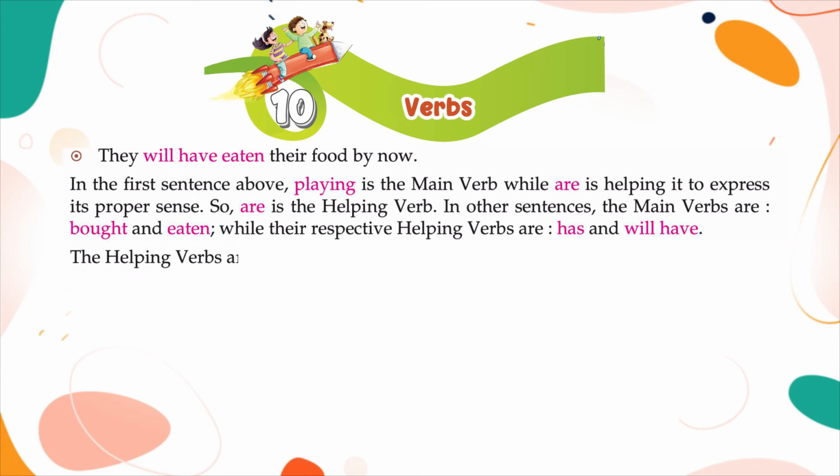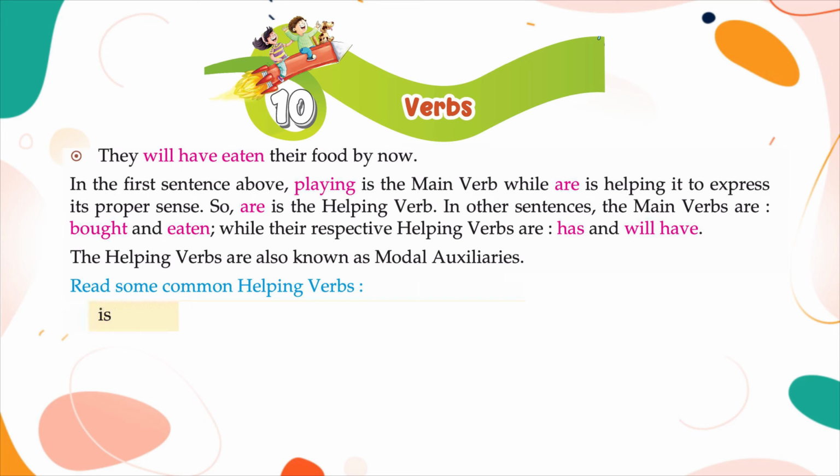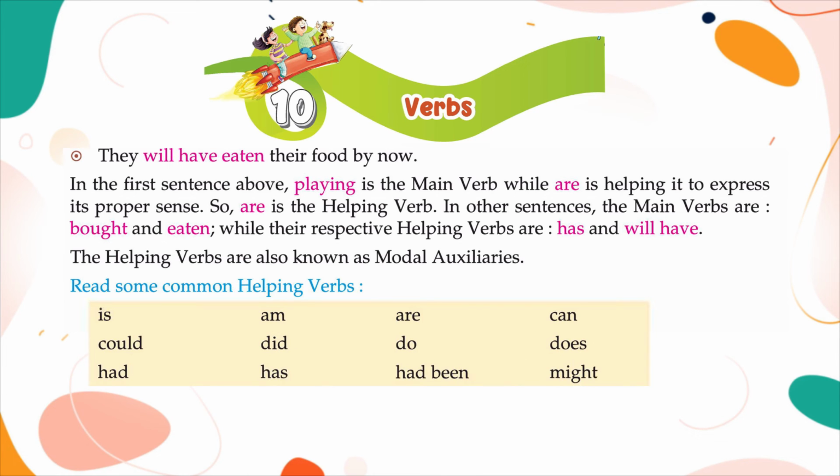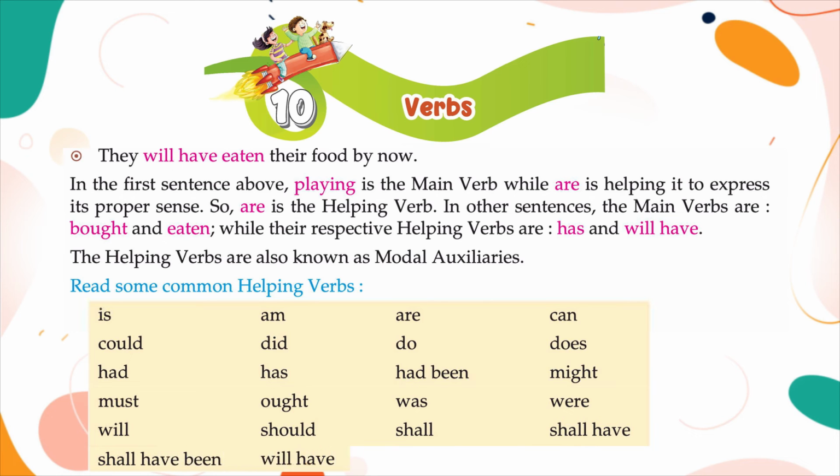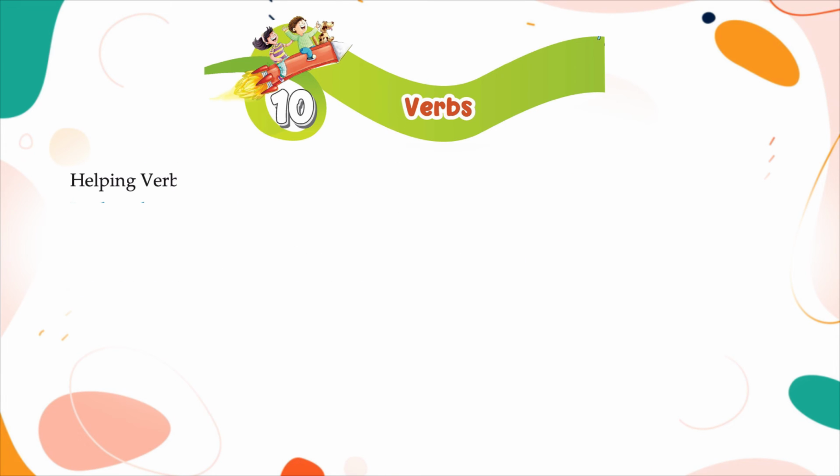The helping verbs are also known as modal auxiliaries. Read some common helping verbs: is, am, are, can, could, did, do, does, had, been, might, must, ought, was, were, will, should, shall, have been, will have been, would. Helping verbs help to form interrogative sentences.